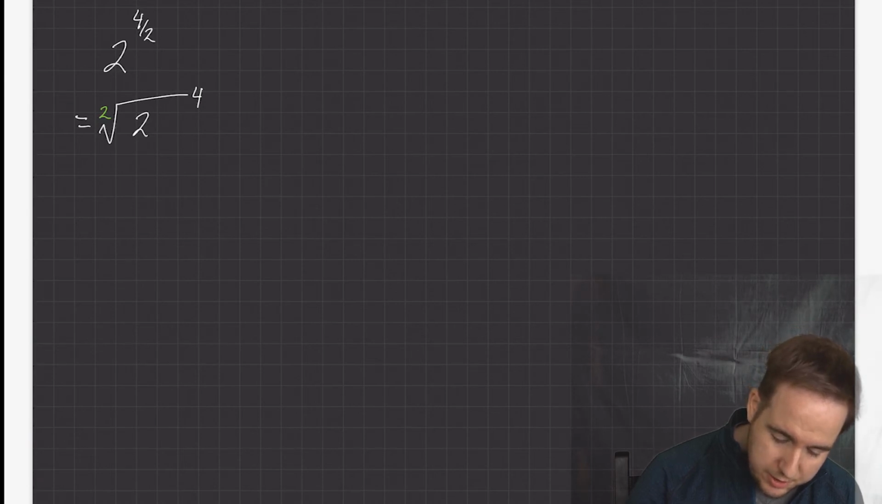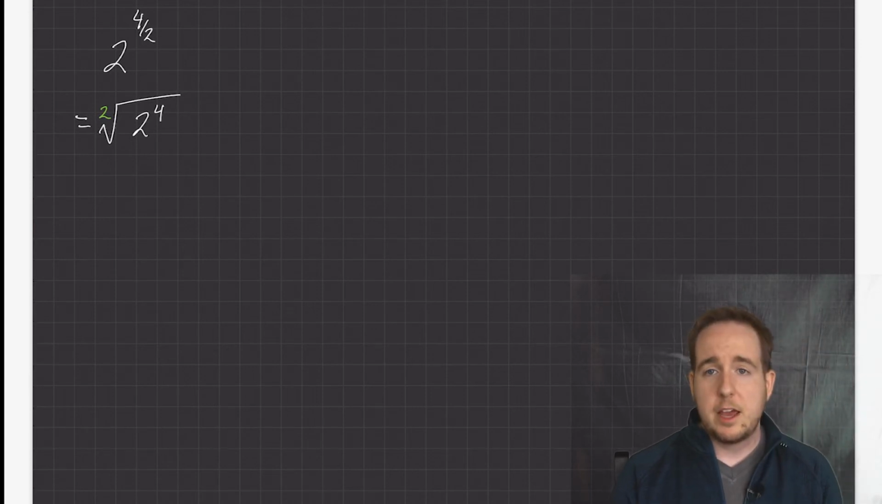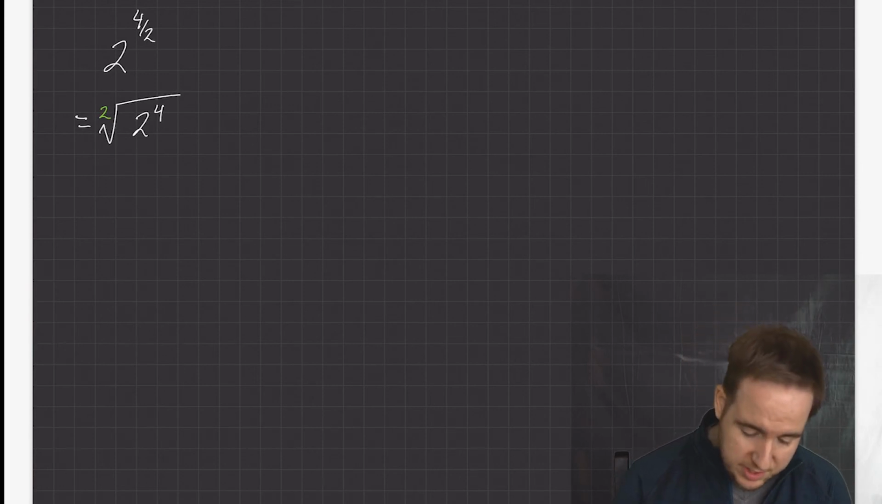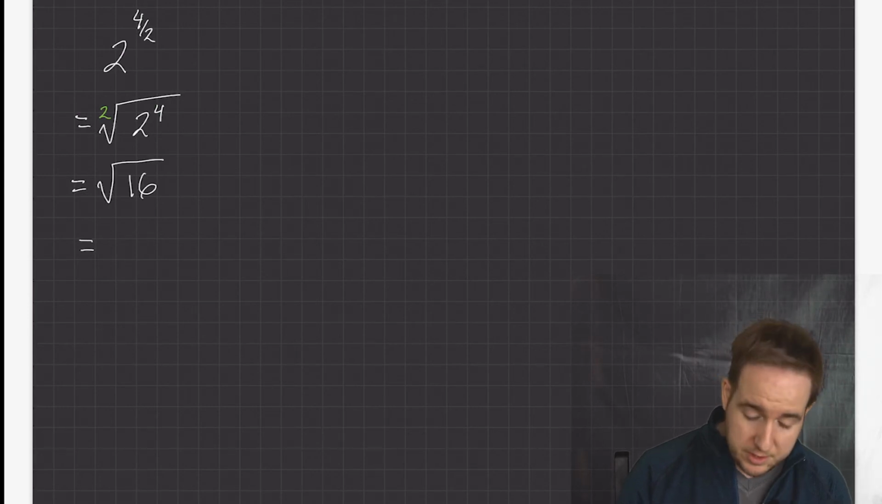Now, that does not help me because let's actually change that. There. And I can do 2 to the power of 4 counting on my fingers. So 2 times 2 is 4, another times 2 is 8, and another times 2 is 16. So this is the square root of 16, and we do know the square root of 16. The square root of 16 is 4.